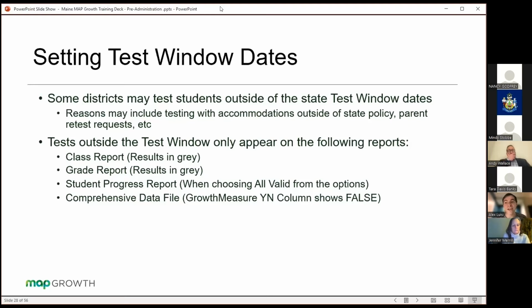And then of course you can always pull the comprehensive data file that will pull all of the tests taken within that term, so you'll see ones taken outside of the window. There's a column that shows growth measure YN, and that will show false. That'll be your clue that it was outside of the window and that it's not going to be reported to the state.